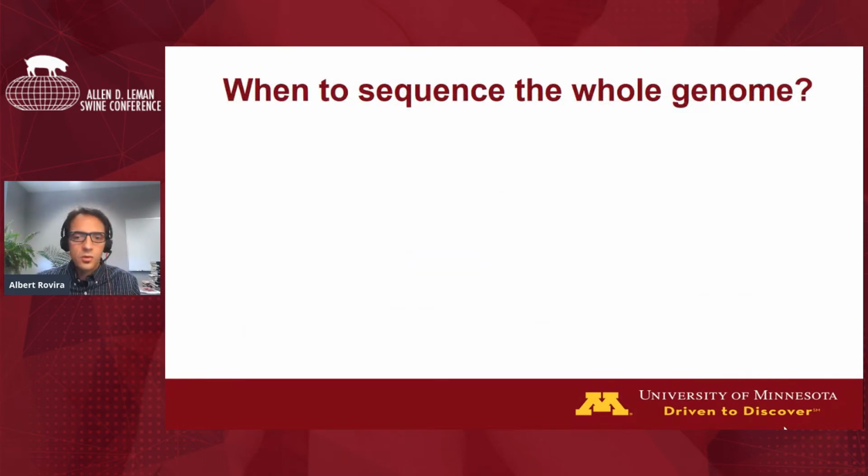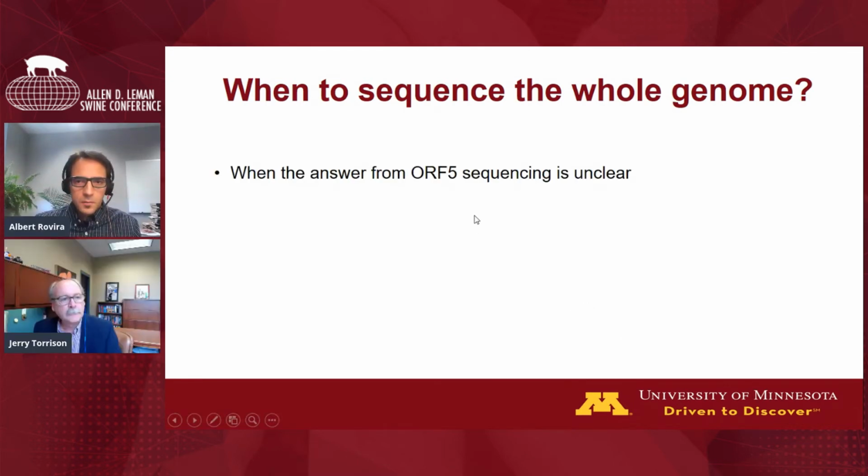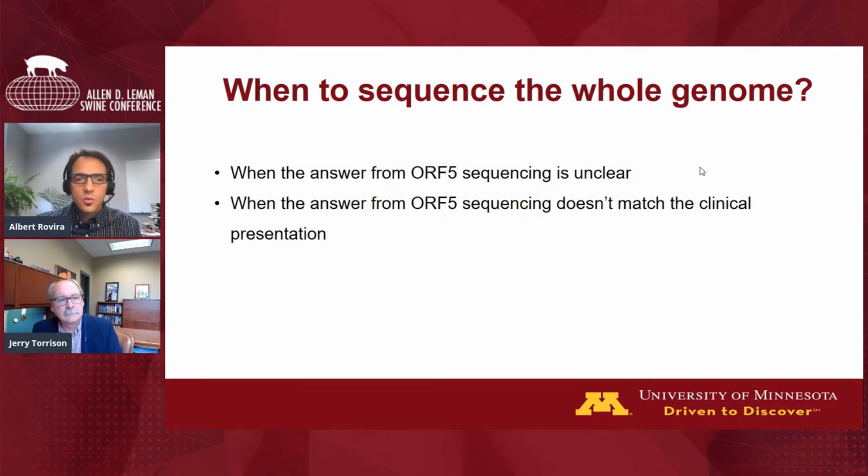So that takes me to the end of the presentation. Hopefully, I'm not going too long, but we're getting towards the end. We're going back to this idea of when to sequence, or why sequence whole genome sequencing. We do whole genome sequencing when the answer of ORF5 is unclear. We covered that. When the ORF5 sequencing doesn't match the clinical presentation. We covered that. This is basically the three cases that we saw.